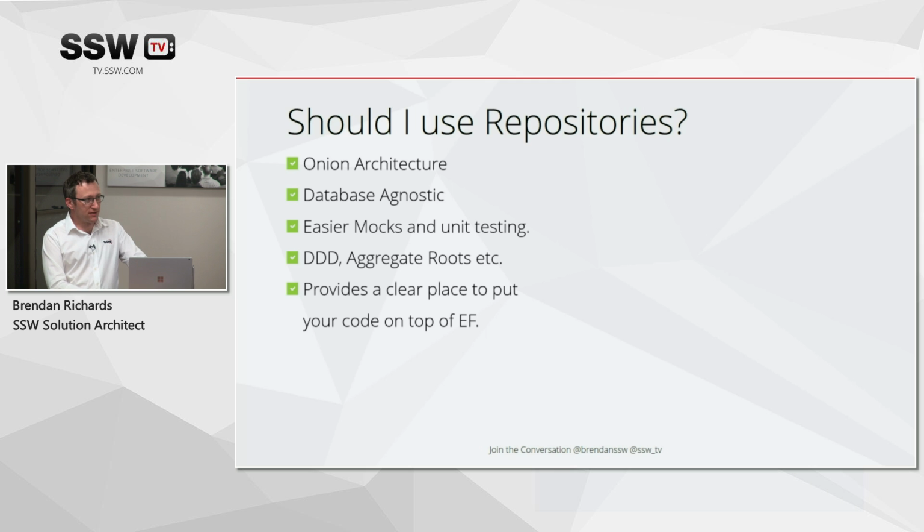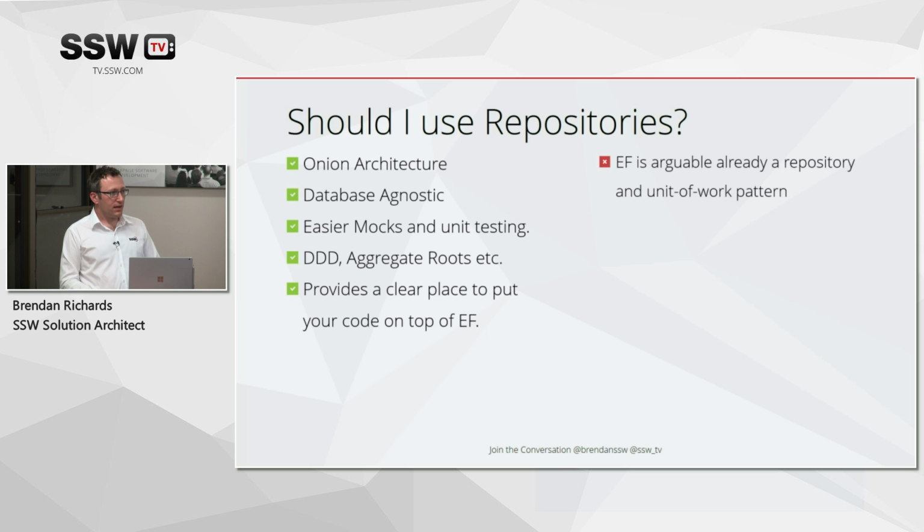If you add repositories on top of Entity Framework, you get a clear place to put your code. So it helps your architecture in that anything that's to do with that one particular type, a new way of querying it, a particular filter, I can put it in my repositories and reuse it in lots of places, and that helps keep you away from spaghetti code.